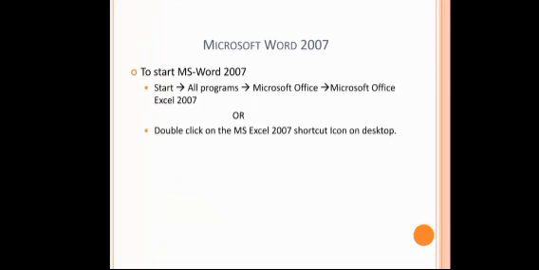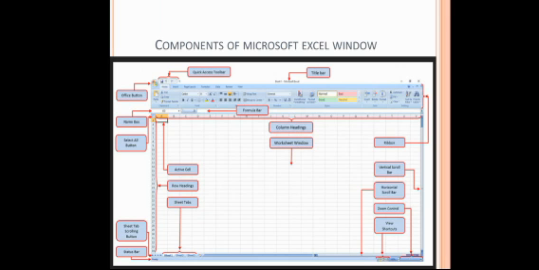So firstly, we will discuss how we can open MS Excel 2007. To start MS Excel, firstly we have to click on the start button, then All Programs, then Microsoft Office, and then you have to select Microsoft Office Excel 2007. The desktop icon is also available. You can double click and open MS Excel 2007.